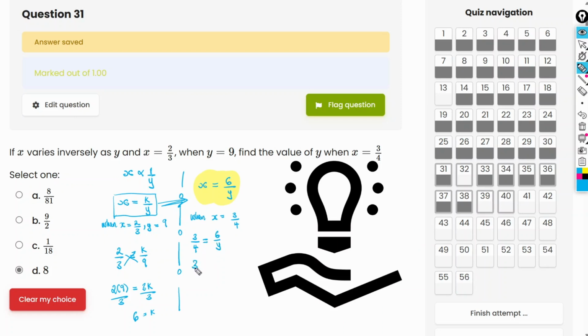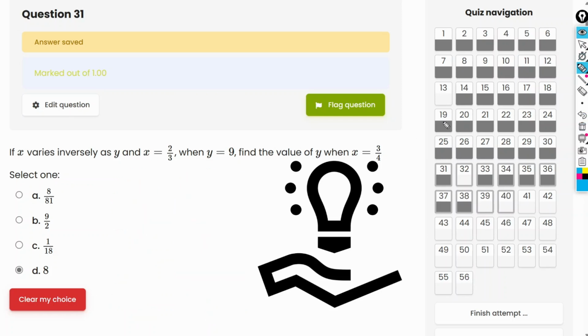So that means 3Y is 4 times 6, which means 3Y is 24. Divide both sides by 3. You get Y as 8. Y is 8, so the correct option is D. The correct option is 8. So that's for 31.